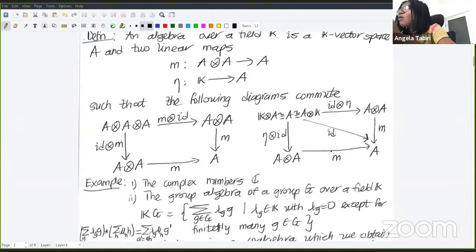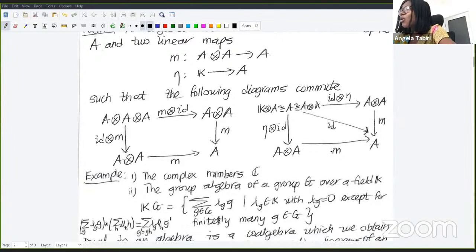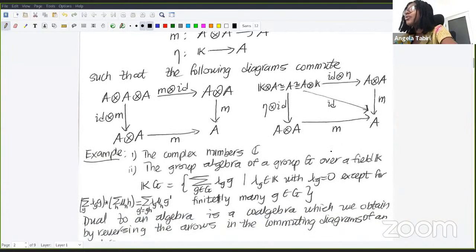So think of complex numbers. You can multiply complex numbers, you have a unit there. Or think of the group algebra. So group algebra, given any group, look at formal linear combinations of elements in your group. Then we can define some products on it, and it will be associative and unital. So we call that an algebra. But very often when we have an algebraic structure, we try to dualize it.